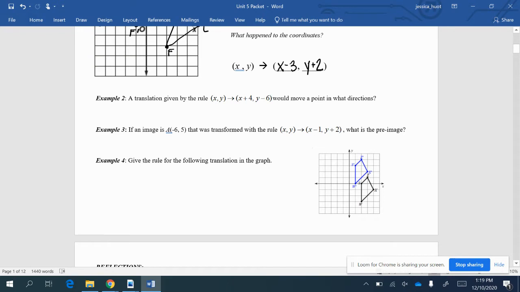Example 2, a translation given by the rule (x, y) goes to (x + 4, y - 6) would move a point in what direction? So if I translate this rule into words, if we are adding 4, we would be moving to the right 4. And if we are subtracting 6, we are moving down 6.